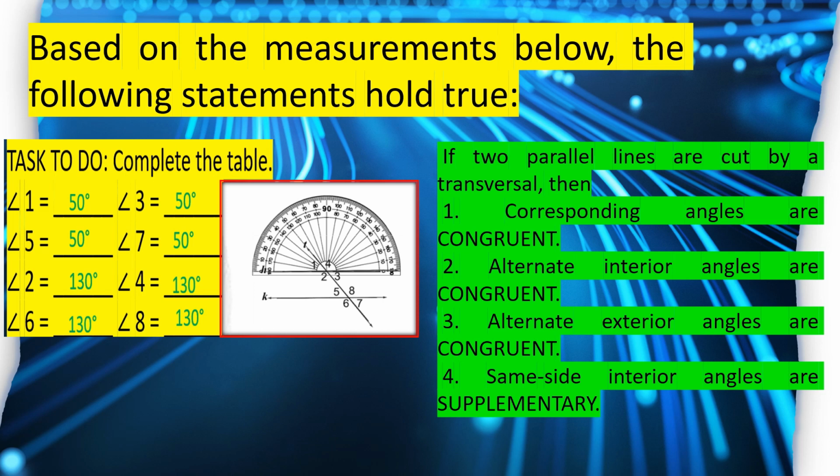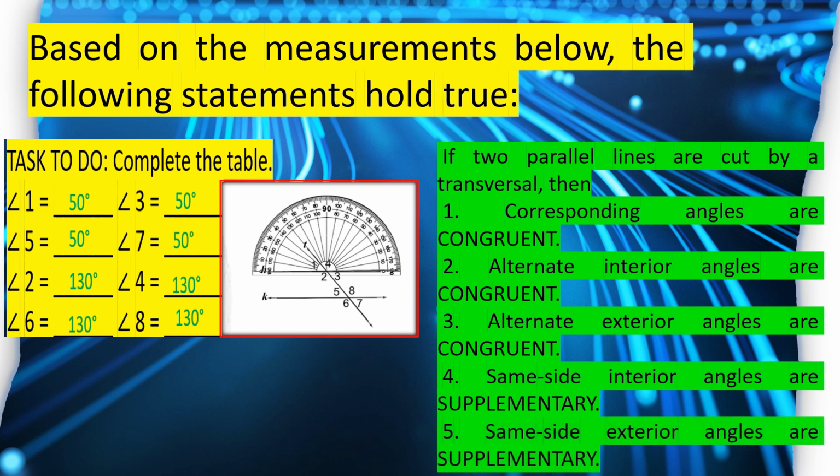Same side interior angles are said to be supplementary. So when we say same side interior angles, we have angle 2 and angle 5. The total measure is 180 degrees. Same side exterior angles are said to be supplementary. So when we have same side exterior angles, we have angle 4 and angle 7. The total measurement is 180 degrees.